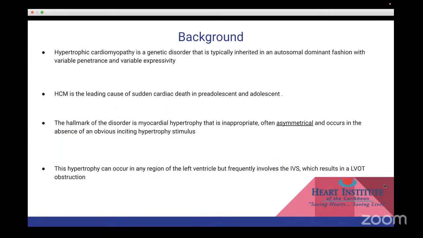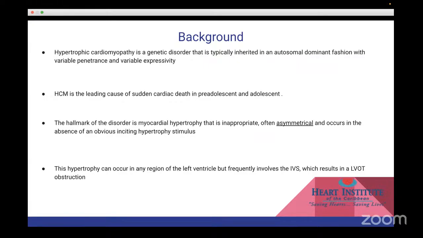As we mentioned, this is a genetic disorder, inherited in an autosomal dominant fashion, and it is the leading cause of sudden cardiac death in pre-adolescence and adolescence, which is actually a big part of why I wanted to do this presentation, as it's the most common cause of death in young persons or athletic young persons.